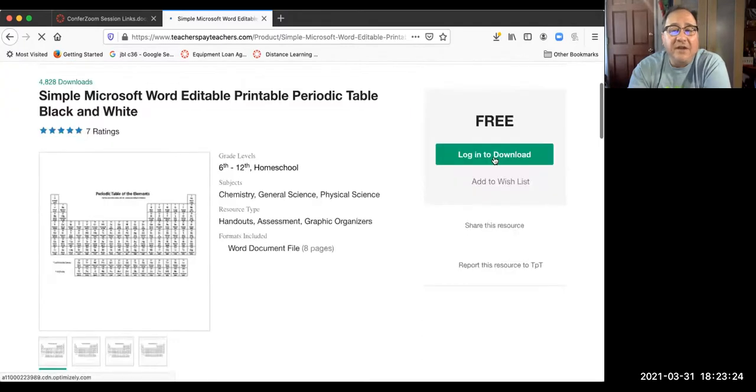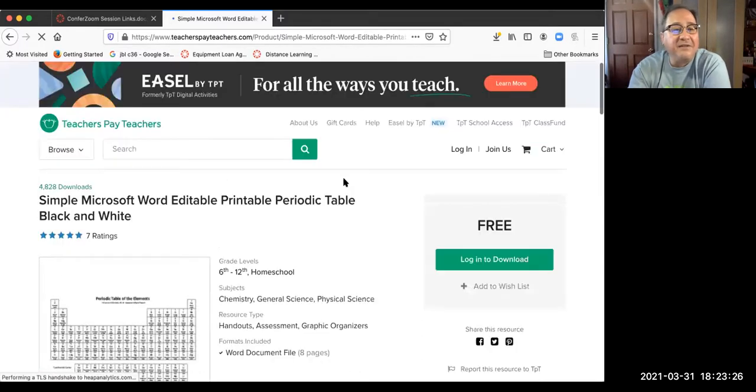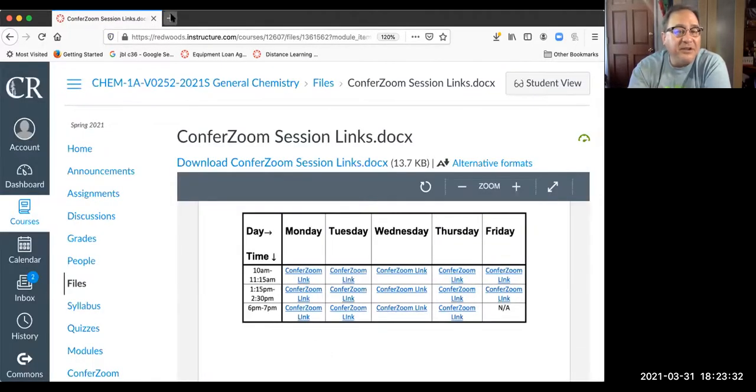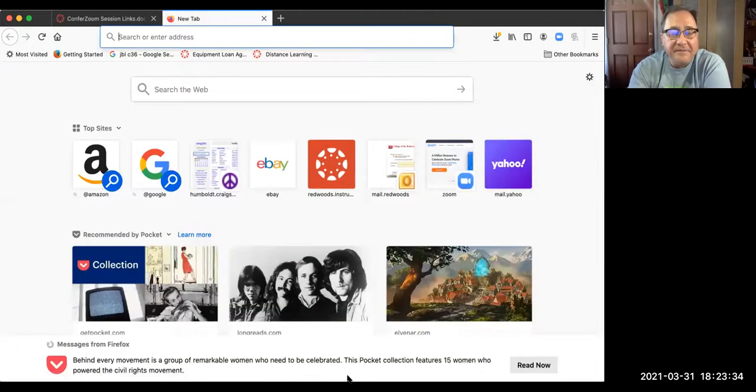Free. Log in to download. I'm not going to log in. I don't even have an account there. Okay, but at any rate, you can see what you can get there. So that may solve all of your problems.